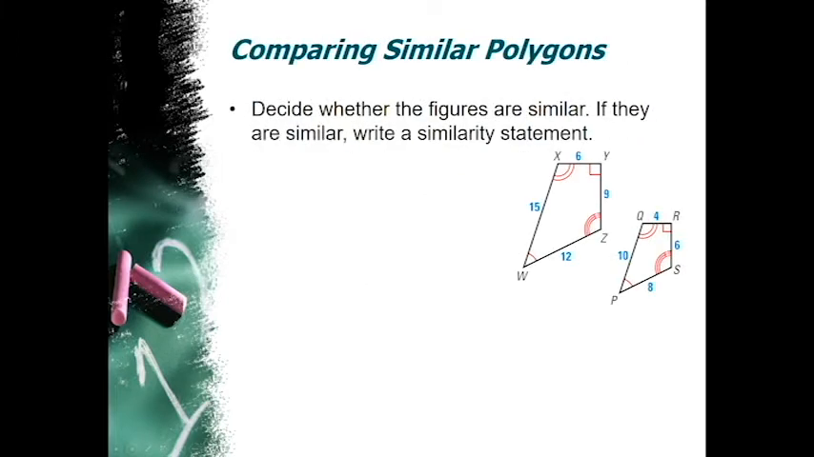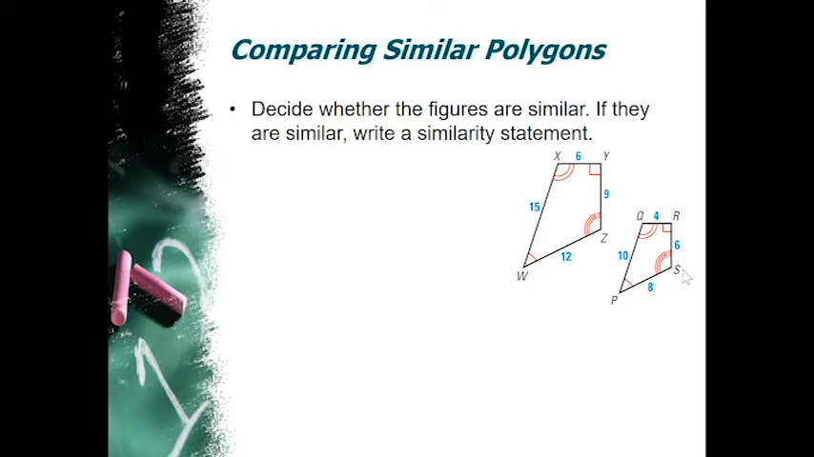In this example, we want to decide whether the figures are similar or not. If they are similar, at the end we need to write a similarity statement. So to check for similarity, the easiest thing to do is take a look at your angles. Do you have enough information to say that all the corresponding angles are congruent? As we look here, W and P are the same, X and Q are the same, Y and R are the same, and angles Z and S are both the same. So we do have two objects that have the exact same angles to them.